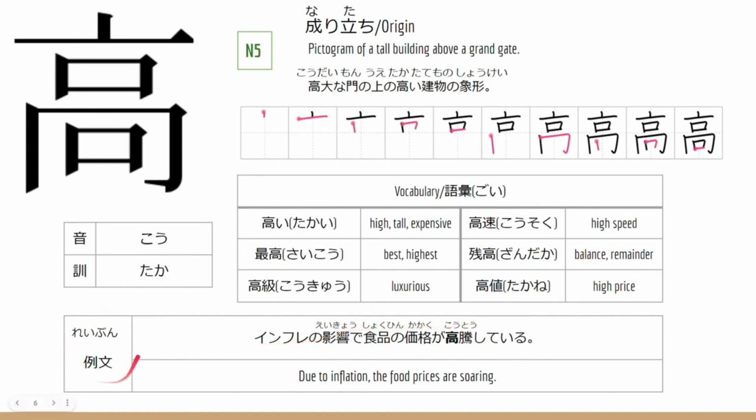Now let's go into the example sentence. インフレの影響で食品の価格が高騰している。This means due to inflation, the food prices are soaring.